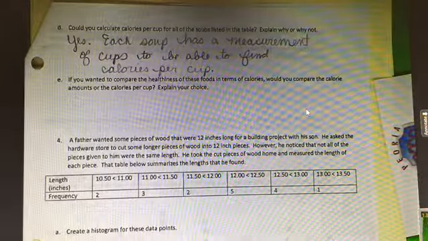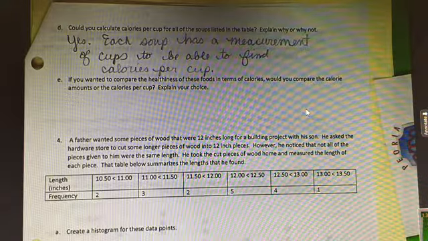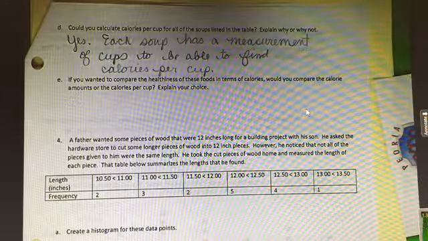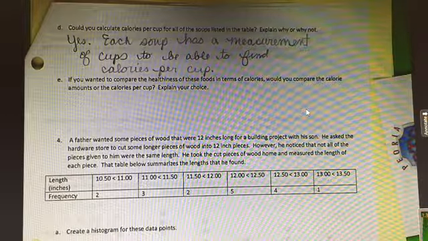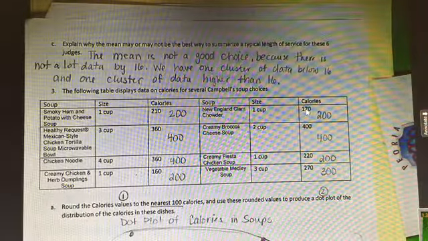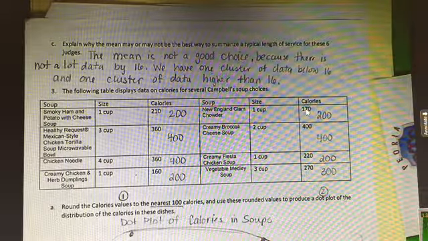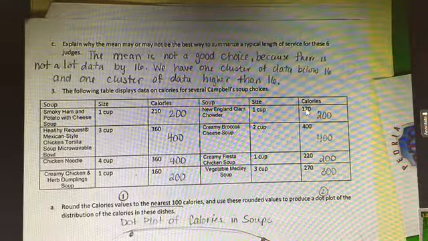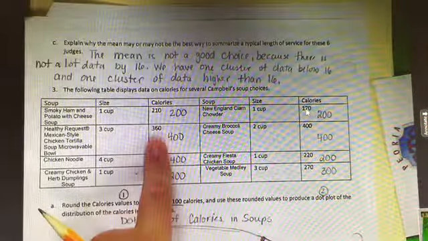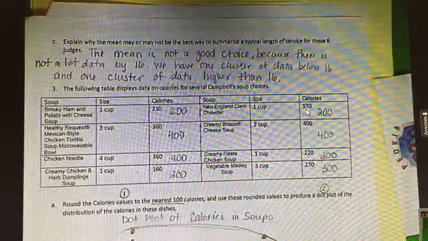Okay, E wants you to decide how you would figure out which one's the healthiest to eat. So which one of those soups is the healthiest? Would you look in terms of calories? Which one's the healthiest based on the calories? Would you compare the calorie amount or the calories per cup? So are you going to use the calorie amount to figure out which one's the healthiest, or the calories per cup?